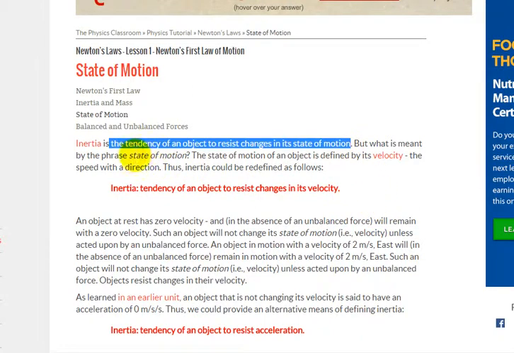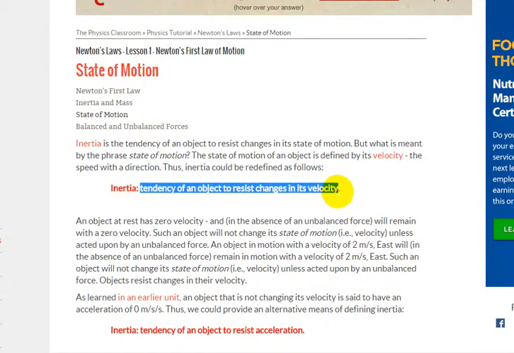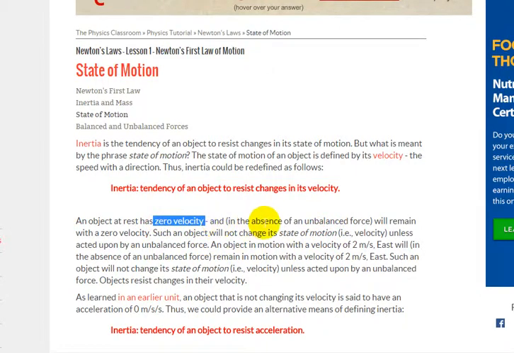What is meant by state of motion? The state of motion is defined by its velocity, which is basically speed in a specific direction. So inertia is a tendency of an object to resist a change in velocity. If you're not moving, and there's no other force acting on it, no unbalanced force, and you'll see what I mean by unbalanced in a bit, it will remain at zero velocity. Such an object will not change its state of motion unless acted upon by an unbalanced force.